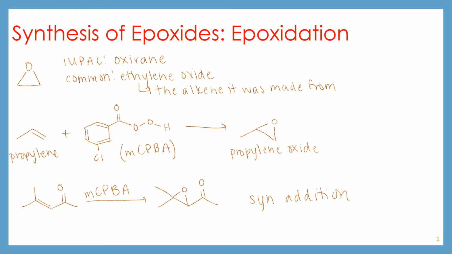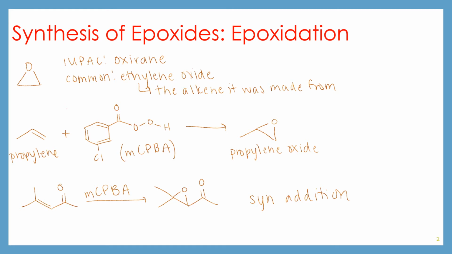So we're going to start with just the synthesis of epoxides and also what is an epoxide, just all at once. So an epoxide is a three-membered ring where one of the members is an oxygen. So this is a cyclic ether. The IUPAC name for this functional group is oxirane. The common name for this particular epoxide is ethylene oxide.